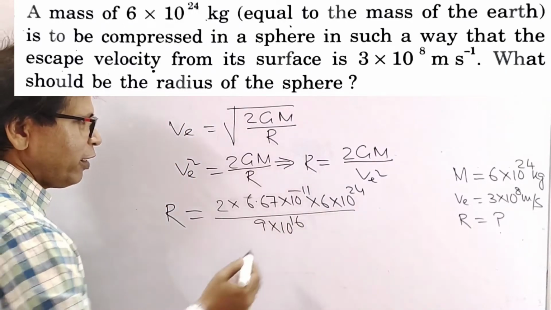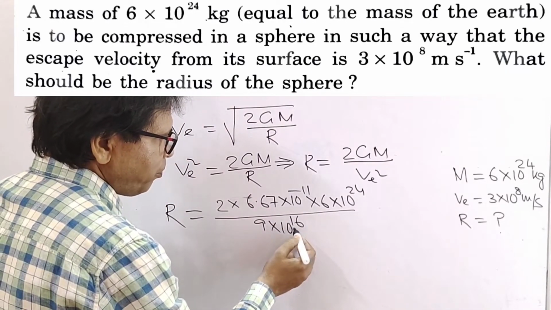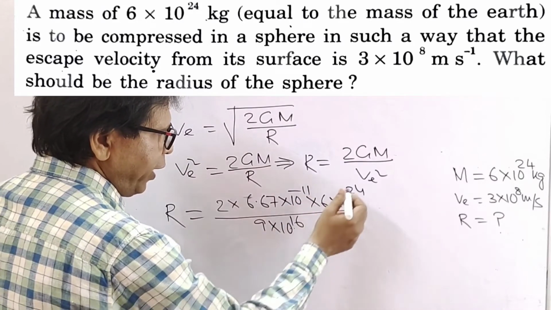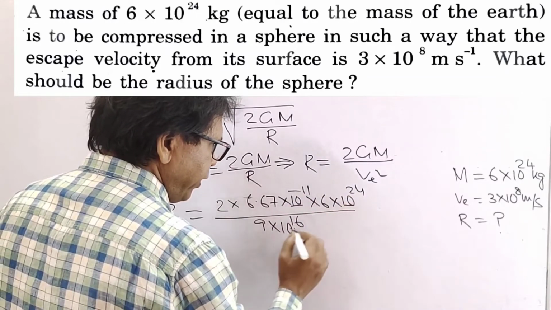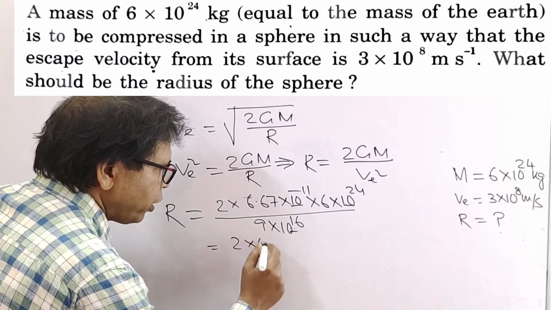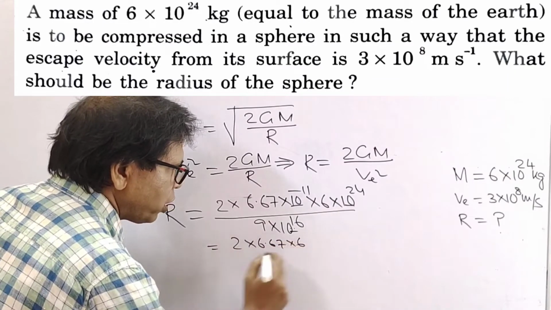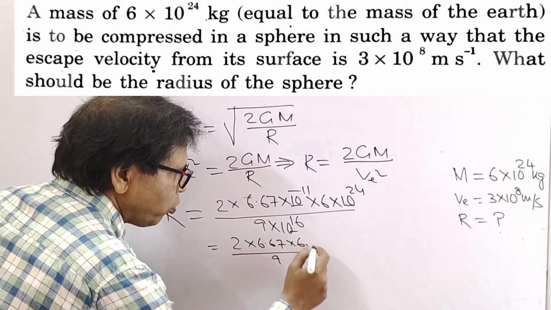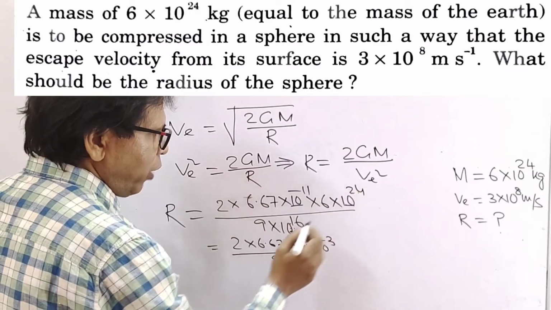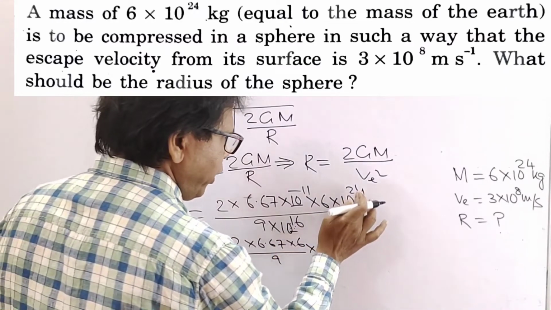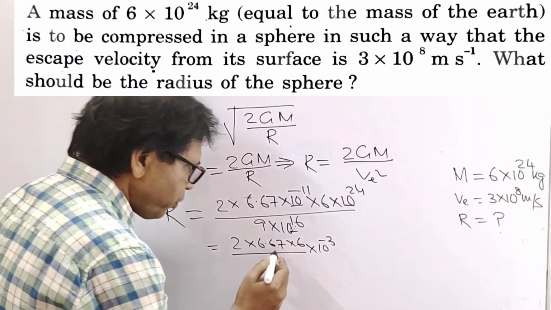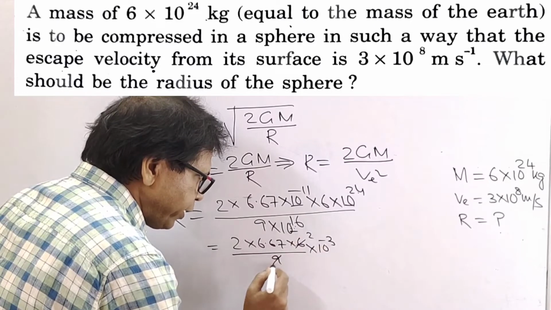Look at this, this is the 10^16. The powers of ten: -11 and 24 give 13, and 13 minus 16 gives -3. So this is 2 × 6.67 × 6 divided by 9, times 10^-3. Okay, 16, 24, 8 into minus 11, that is the minus 3. Now look at this, this is the 2, this is the 3.